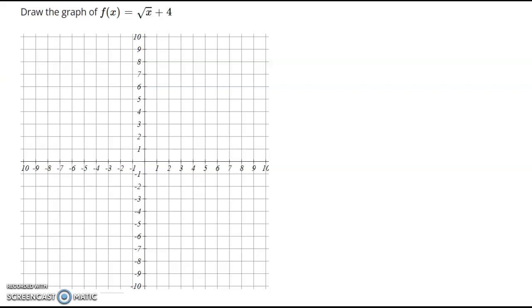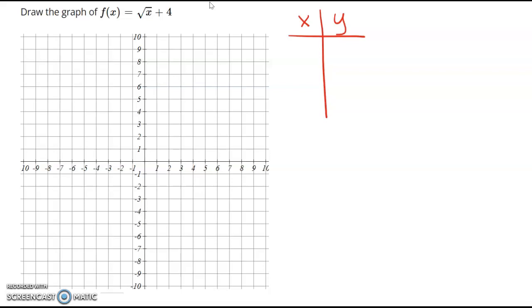In this video, we are going to be drawing the graph of f of x equals square root of x plus 4. There's a couple of ways to do this. Probably the easiest way would be to use transformations, but if you ever forget how to do a graph or you forget the transformations, what's nice is you can always do an XY chart to graph any function or any graph, okay? So we're going to do an XY chart here.